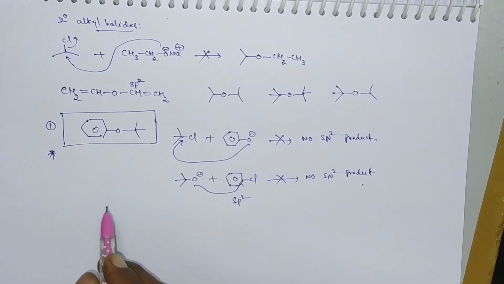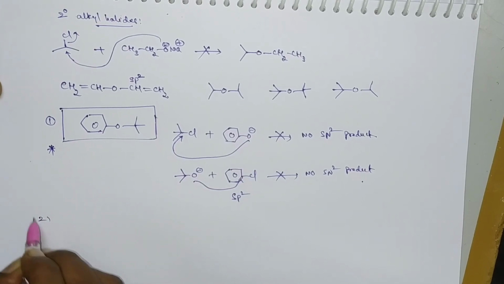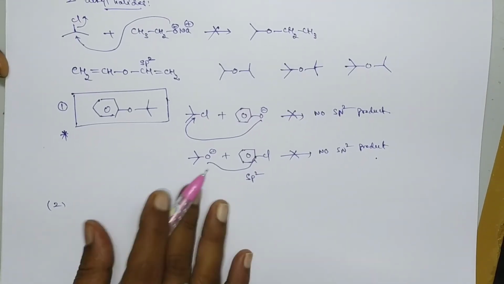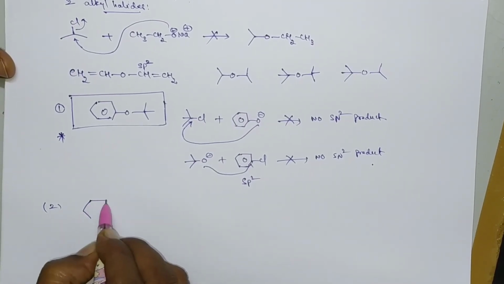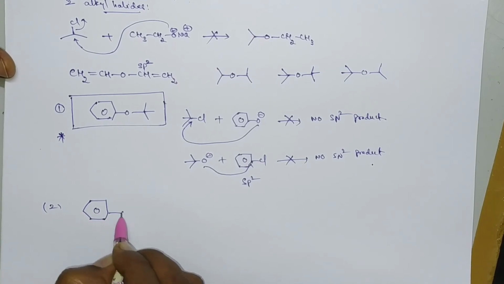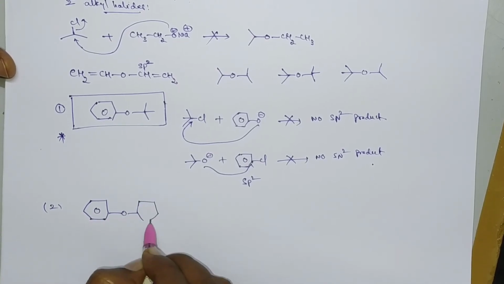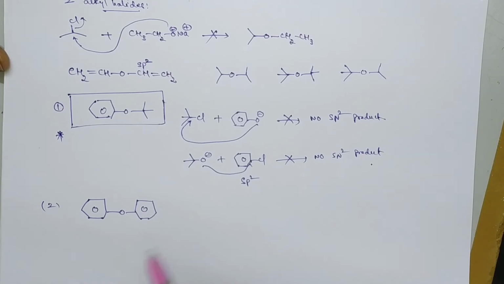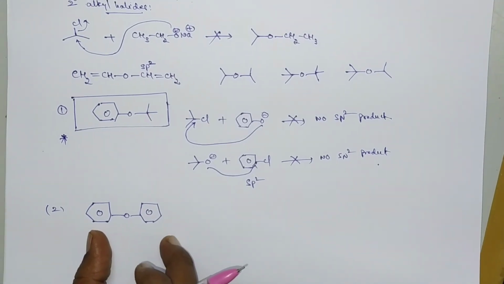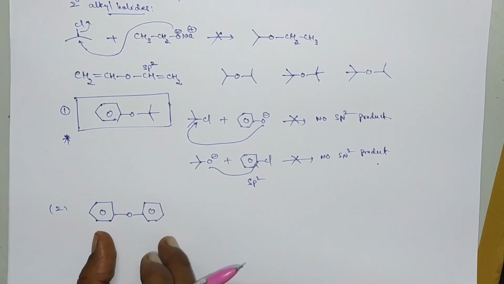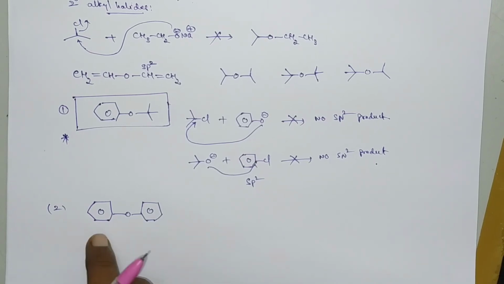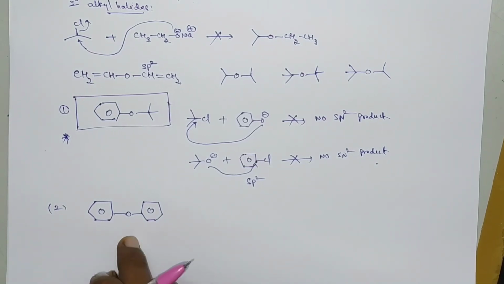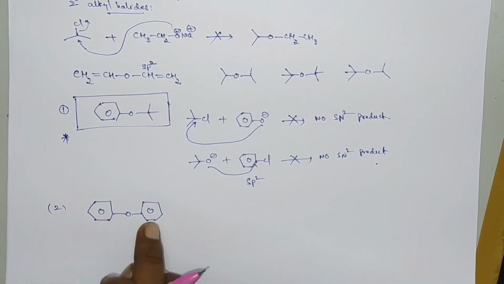Now let us check some more examples. The next one, if two phenyl groups are there, can we prepare this or not? Generally it cannot be prepared by this Williamson synthesis, because here it is an aromatic ring, and here also an aromatic ring.